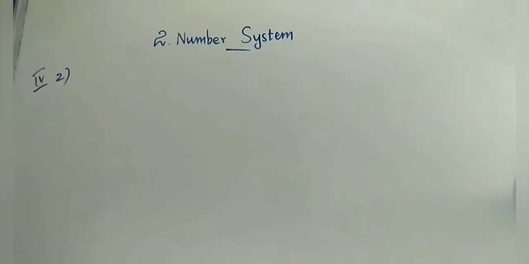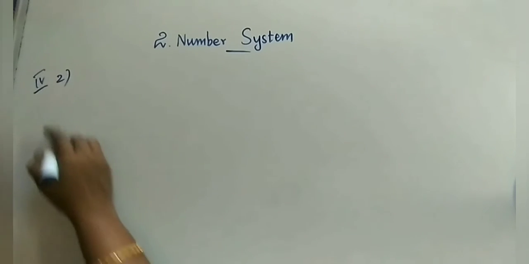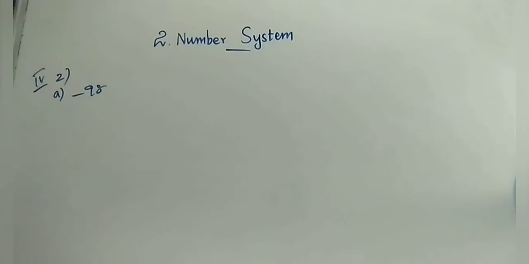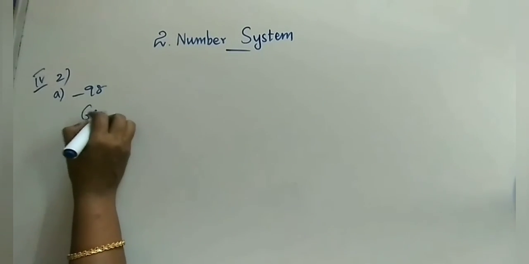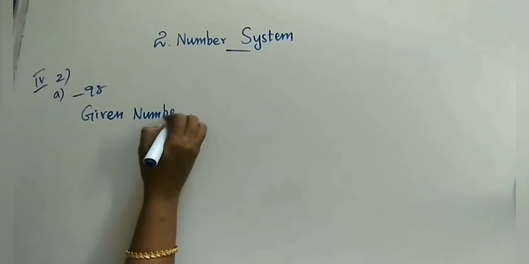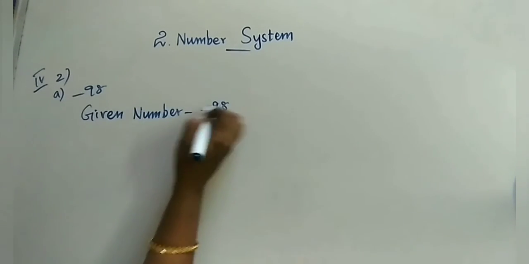Here you are having two problems, A and B. A is minus 98. What is the problem? Here you have to find the 1's complement and 2's complement for the following decimal number. First one is minus 98. First you have to write the 1's complement as usual. First you have to write the given number. What is it? Minus 98.